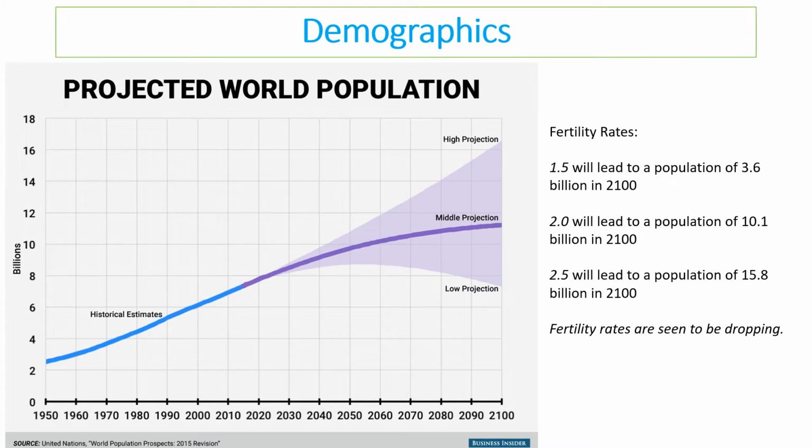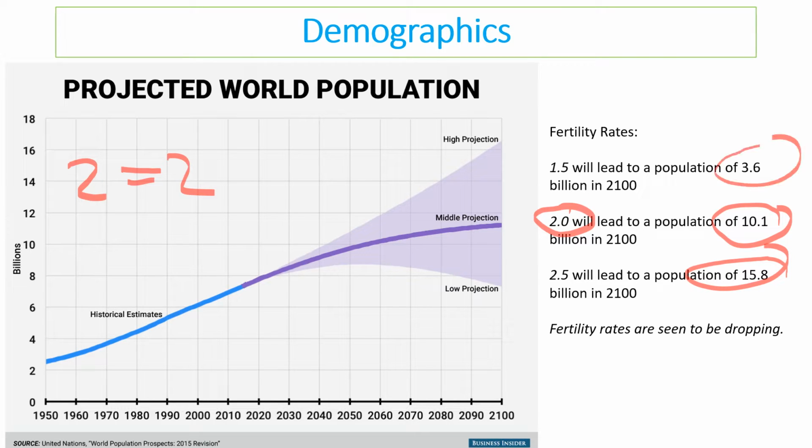So a fertility rate of 2, which is the idea that every 2 adults will have children together and have 2 children, would lead to a steady population, and that in the world would lead to about 10.1 billion people by 2100. If the population rate goes higher, that could lead to 15.8, or lower, it could drop to 3.6. And fertility rates are seen as dropping globally due to different reasons.